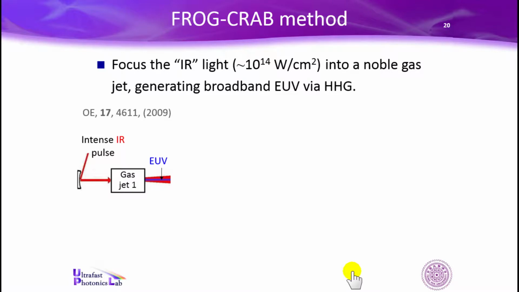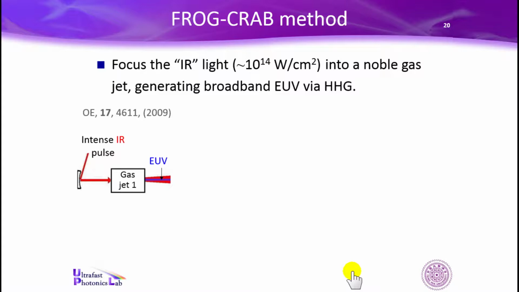How did those researchers achieve the pulse measurement in this very tough situation? This is what they did. They used the so-called frog crab method. For the time being, forget about the abbreviation. Just look at what they used.